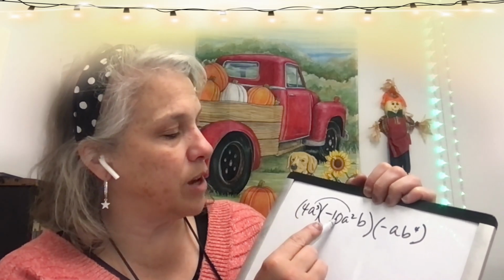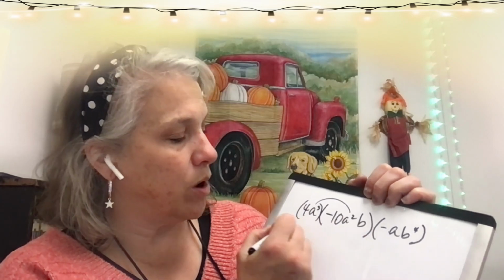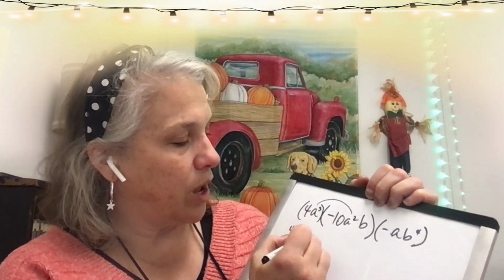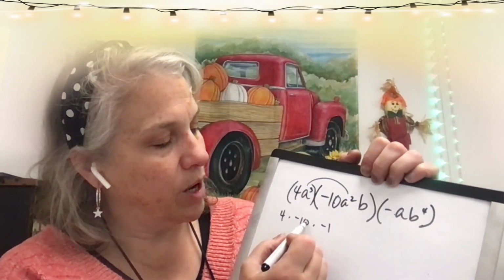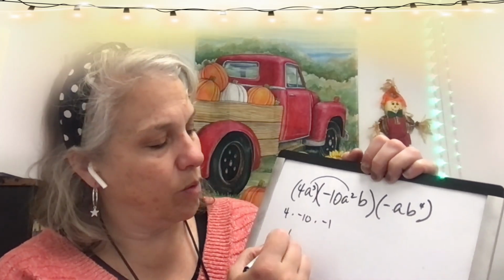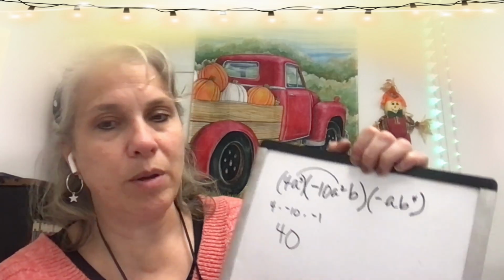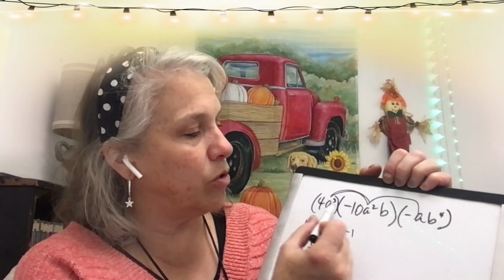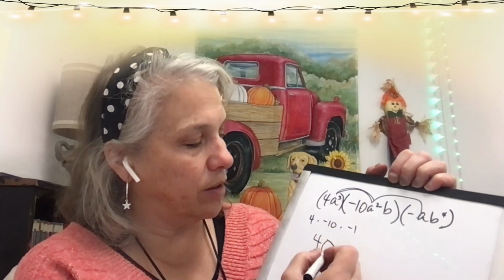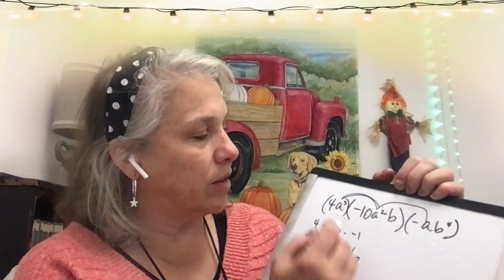Okay, so 4 times negative 10 times negative 1. All right, multiply that out. Will be negative 40 times negative 1 will be positive 40. That's going to be my first term, my first number in that term. Okay, so now I'm going to combine all my a's. I have a cubed, a squared, and a to the first. So 3, 4, 5, 6. So a to the 6th.